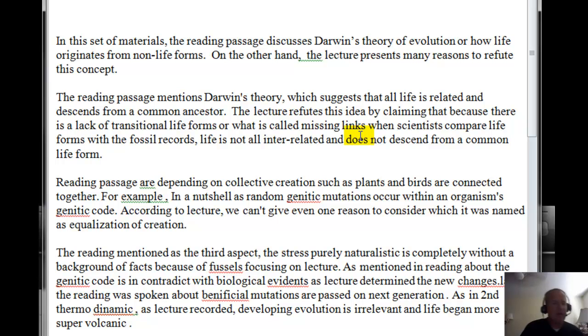Okay, let's look at what it says. It says random in the reading passage. Random genetic mutations occur within an organism's genetic code. The beneficial mutations are preserved because they aid survival, a process known as natural selection.